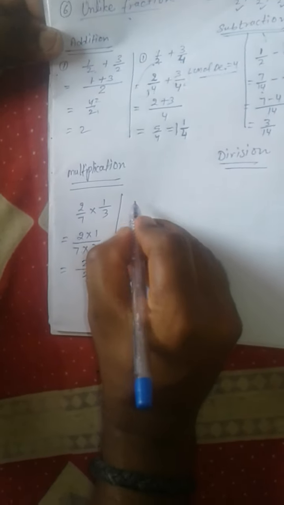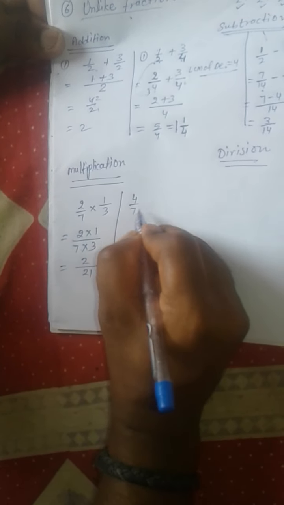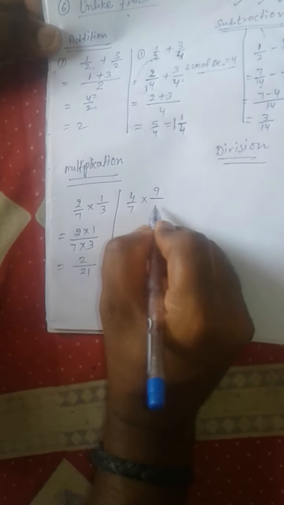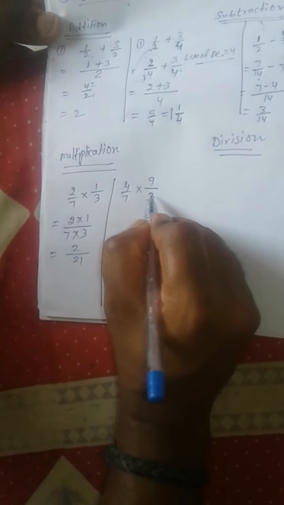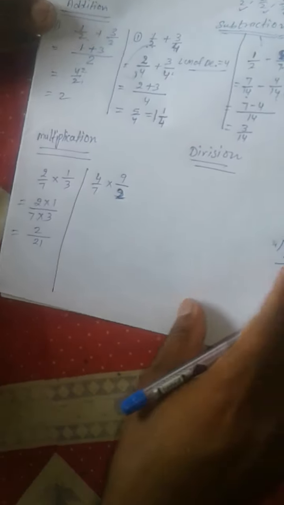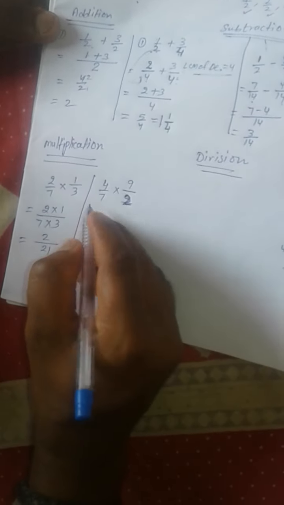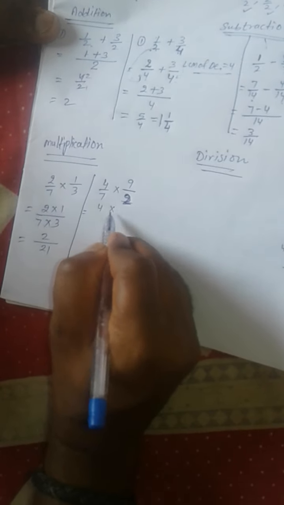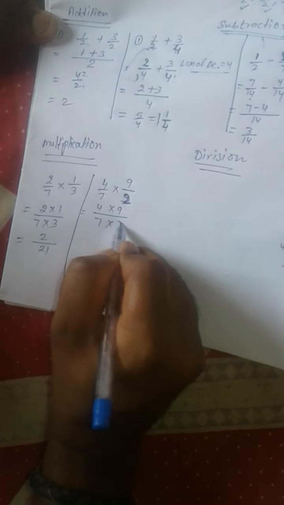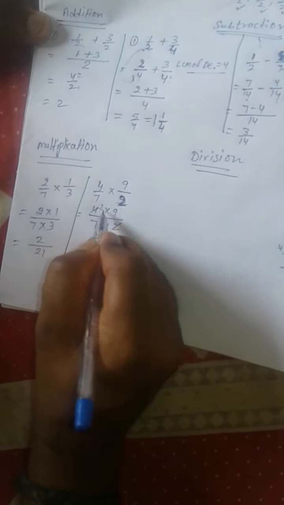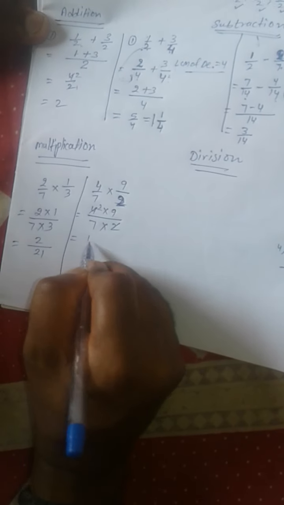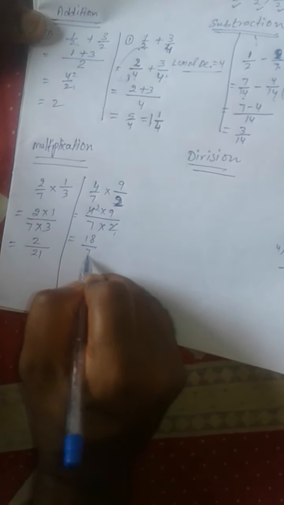One more example. 4 by 7 into 9 by 3. Or sorry, 9 by 2. So in this way, you know that we will multiply numerator by numerator and denominator by denominator. Two 2s are 4, nine 2s are 18, and seven 1s are 7.